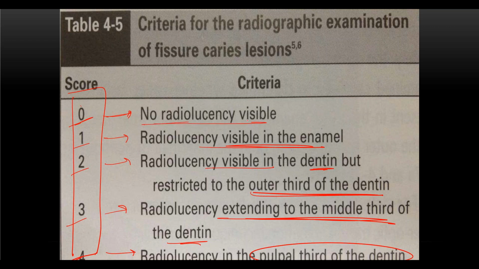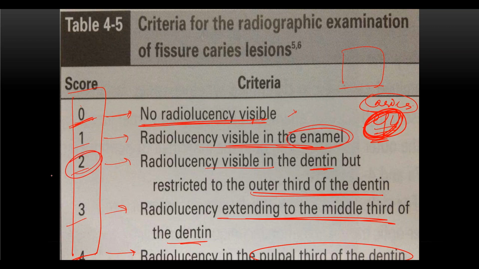If you have to visualize in a radiograph, the caries will be seen as radiolucent or radiopaque? Radiolucent. Yes, radiolucent. So if you are not able to see any radiolucency, that means there is no caries. The score is 0. If radiolucency is visible only in the enamel, then the score is 1. If the radiolucency is only visible to the outer third of the dentine, then it is 2. If the radiolucency is extending to the middle third of the dentine, it is 3. And if the radiolucency has reached the pulpal third, then it is 4.